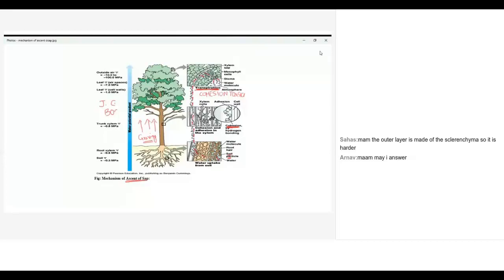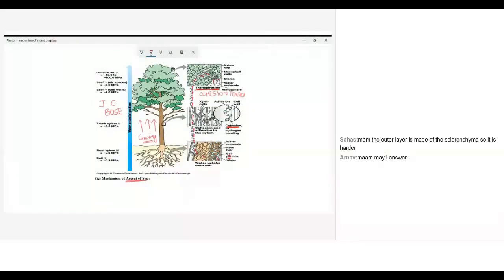Jagadish Chandra Bose. I hope you heard his name. There's Bose Institute in India. He got Nobel Prize for this theory of cohesion and tension. This is the mechanism of ascent of sap. Are you people clear with this theory? Any doubts with this theory?